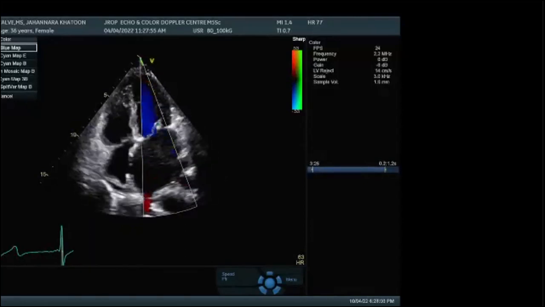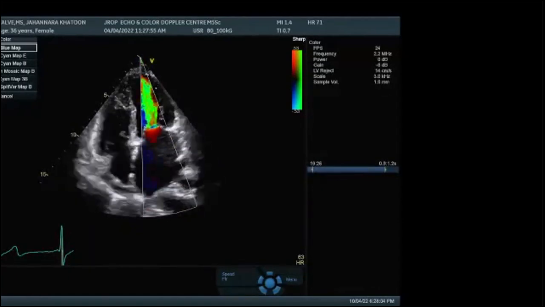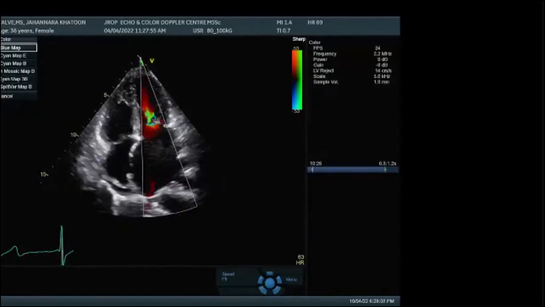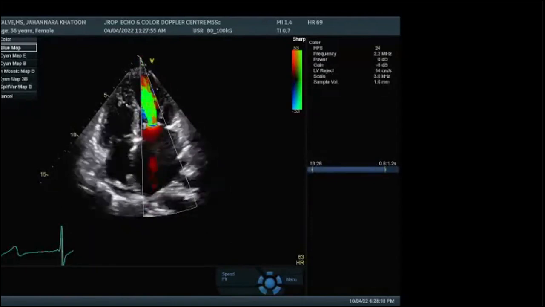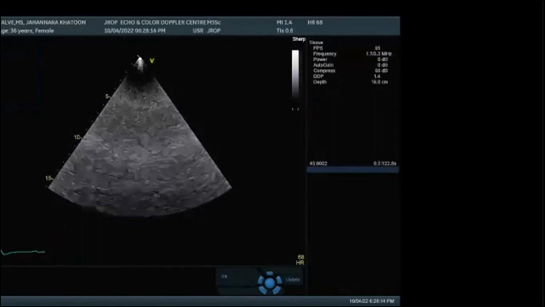Tamogna, anything else? No, sir. Dr. Durgesh Makwana? Yes, sir. We haven't included any tissue Doppler here, no? Can you explain a bit about tissue Doppler? Okay, we'll show tissue Doppler.